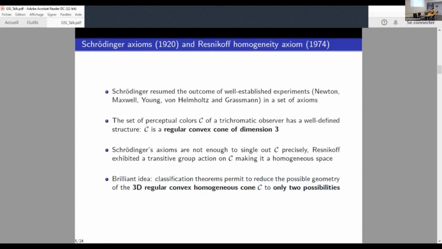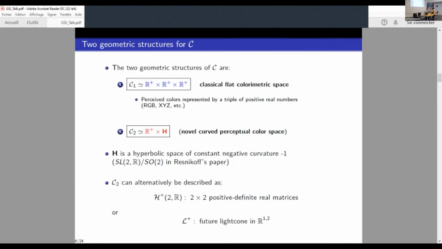That was a brilliant idea because, thanks to the classification of homogeneous spaces and also with these properties of a regular convex cone, there are only two possible geometrical structures for the space of perceptual colors. The first one is the one considered by the CIE, that is three copies of positive real numbers. It is, of course, a flat colorimetric space, and all the RGB-like colorimetric spaces are like this.